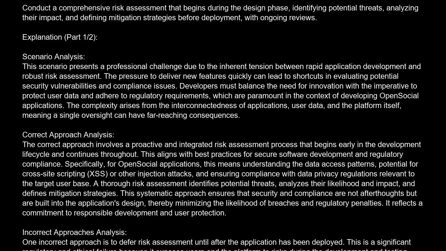Specifically, for open social applications, this means understanding the data access patterns, potential for cross-site scripting (XSS) or other injection attacks, and ensuring compliance with data privacy regulations relevant to the target user base. A thorough risk assessment identifies potential threats, analyzes their likelihood and impact, and defines mitigation strategies. This systematic approach ensures that security and compliance are not afterthoughts, but are built into the application's design, thereby minimizing the likelihood of breaches and regulatory penalties.